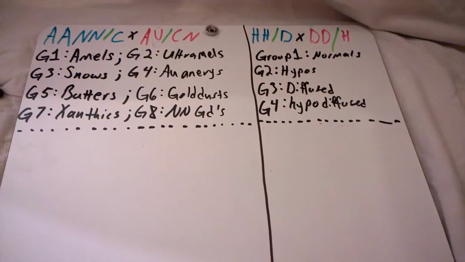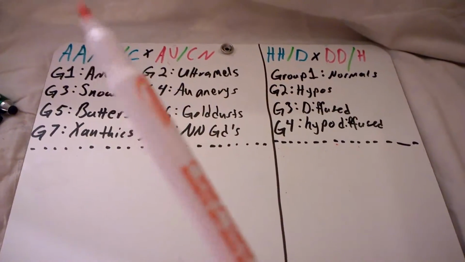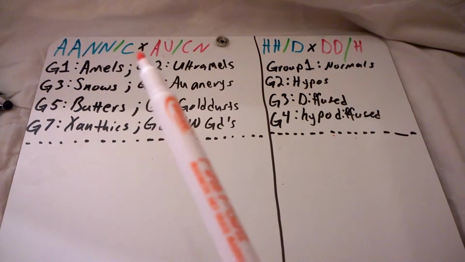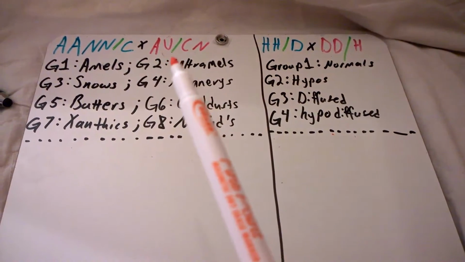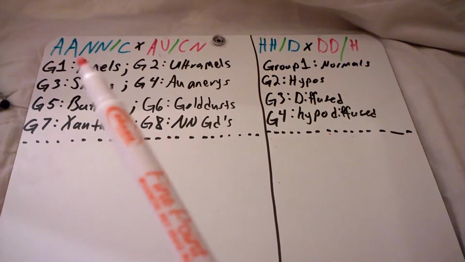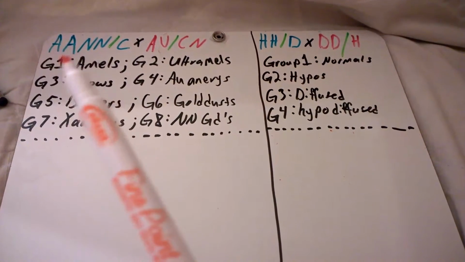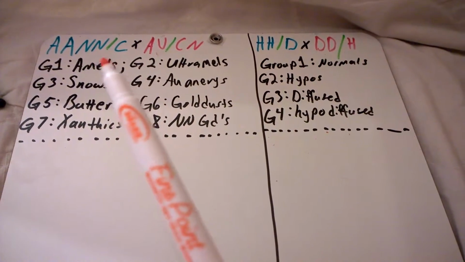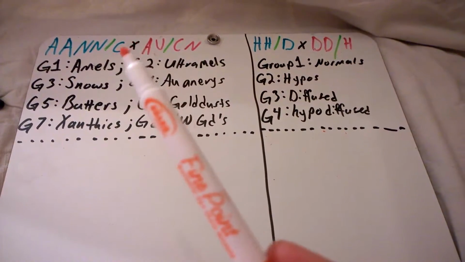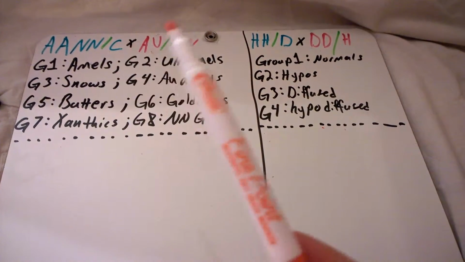So essentially what I've laid out here is two different potential pairs. This pair over here is amel and anery, snow, het caramel, so the C stands for caramel, with an ultramel, het for caramel and anery. So AA is amel, two copies of amel, one on each allele, and then once again two copies of anery and only one copy of caramel. It's being het caramel. The slash is just saying everything after this is a het. So then there's AU, a copy of amel, a copy of ultra.